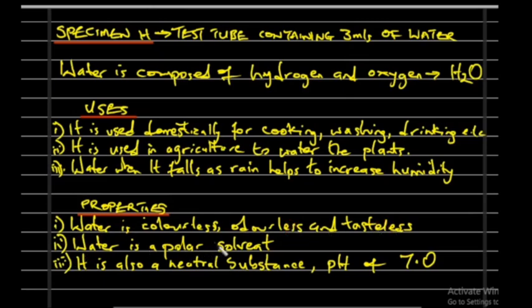Water is also a polar solvent, and hence it is neutral. And here we said it is a neutral substance which has a pH of 7.0. So it is neither acidic nor basic. It is exactly 7.0. So clear water should be 7.0. And that is what we have here in our specimen.